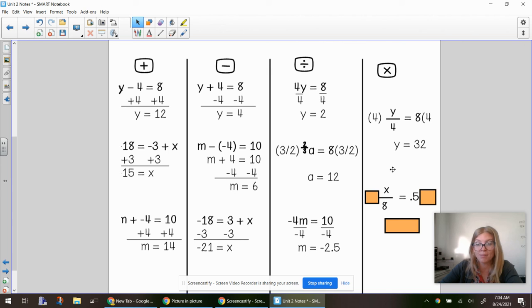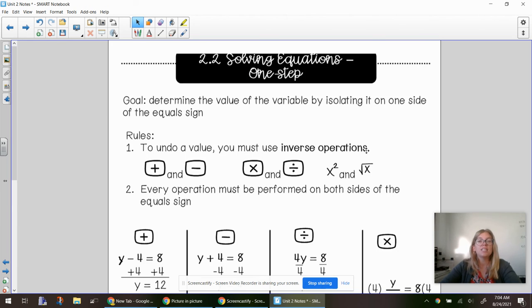Same thing in the next example. I have x divided by 8 equals 0.5. I'm going to multiply both sides by 8, and x equals 4. In this video, we talked about how to solve one-step equations. We talked about what inverse operations are and how every operation must be performed on both sides of the equal sign.